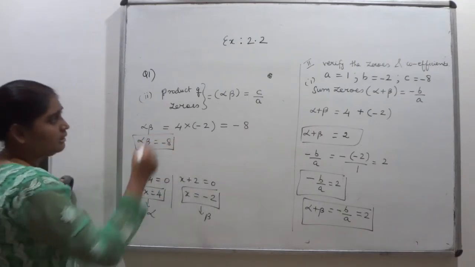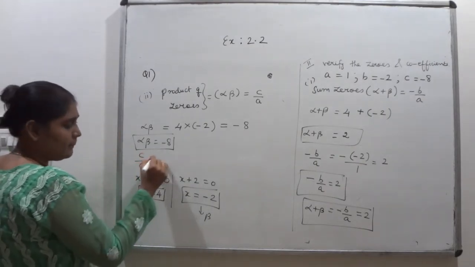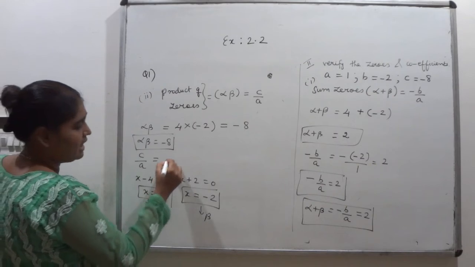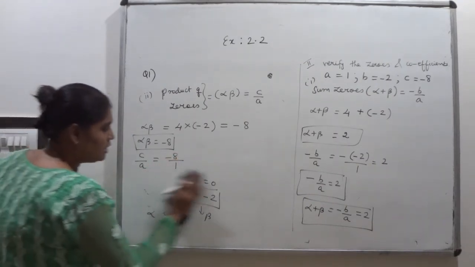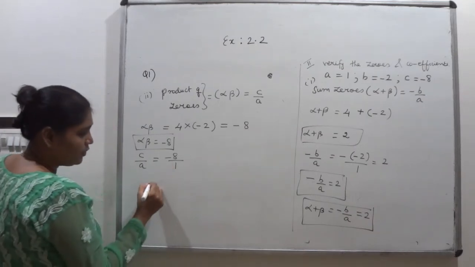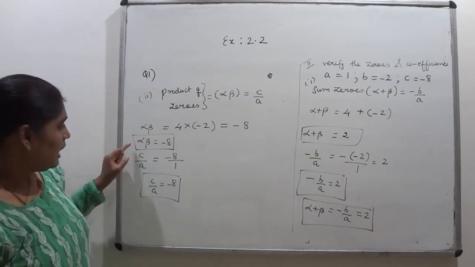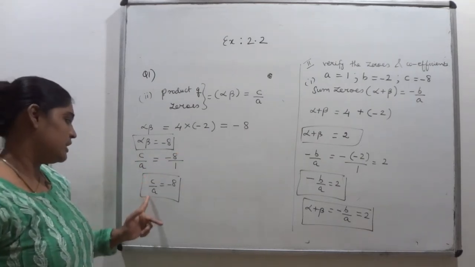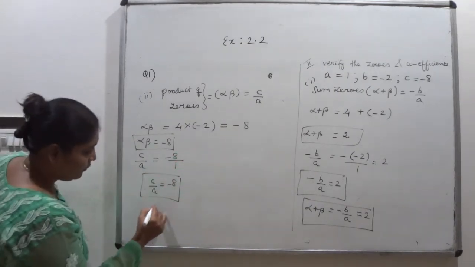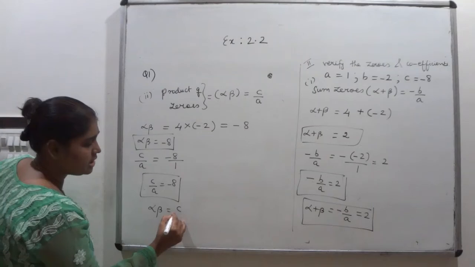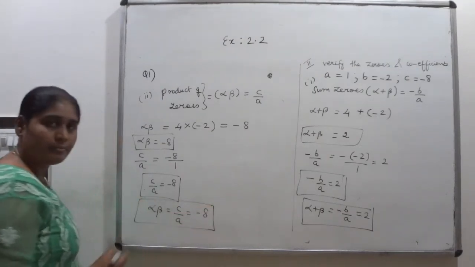And the second part, what it is? RHS side, c upon a. We are going to find out c upon a. So you will get c value is what? Minus 8 upon a value is what? 1. So minus 8 upon 1, it will give you what? Minus 8 only. So c upon a, which is equal to minus 8. See, now you check, alpha beta equal to minus 8, like c upon a, which is also equal to minus 8. Both are equal value. See, alpha beta equal to c upon a, which is equal to minus 8. Hence proved.